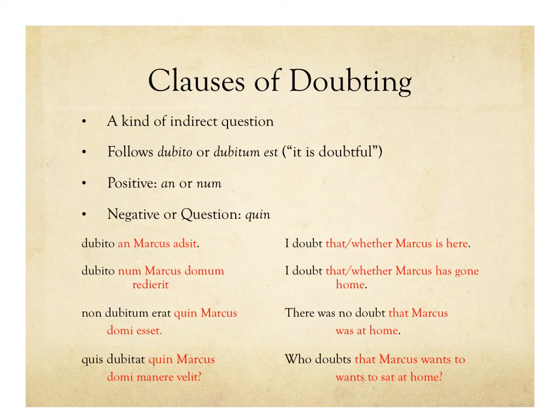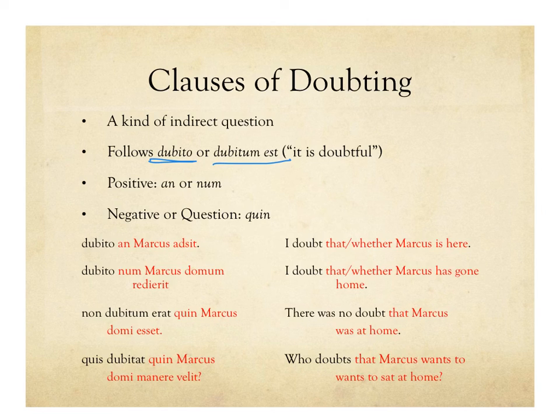Our next kind of clause is what's called a clause of doubting. This in some ways is really just a variety of an indirect question, and we'll see what I mean by that, I think, in a moment. But they are super, super obvious because you have to have a verb that means to doubt. And really the only two phrases that you typically see are this verb dubito, which means I doubt, or this phrase dubitum est, it is doubtful. So I doubt, or it is doubtful that, whether, and then you get your clause with the subjunctive following sequence of tenses.